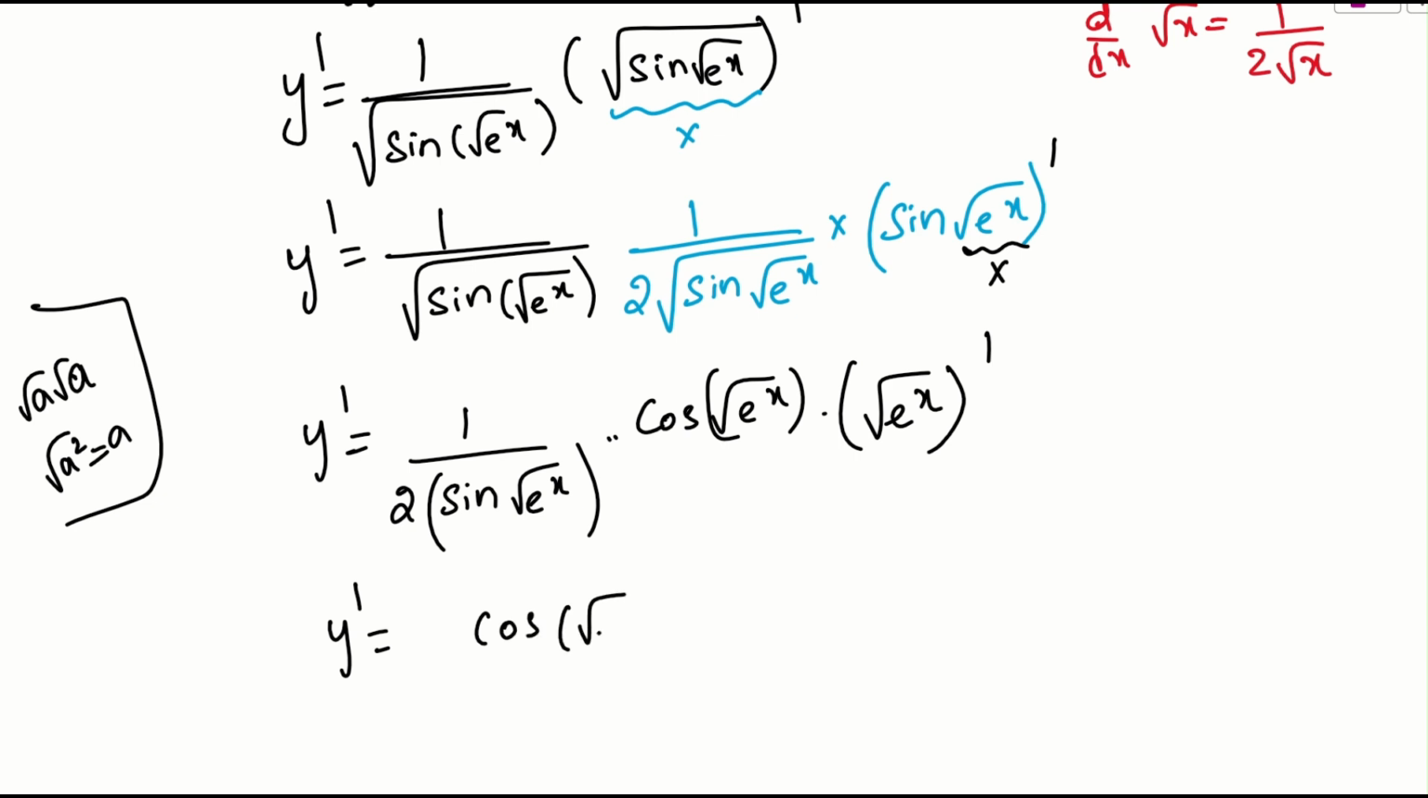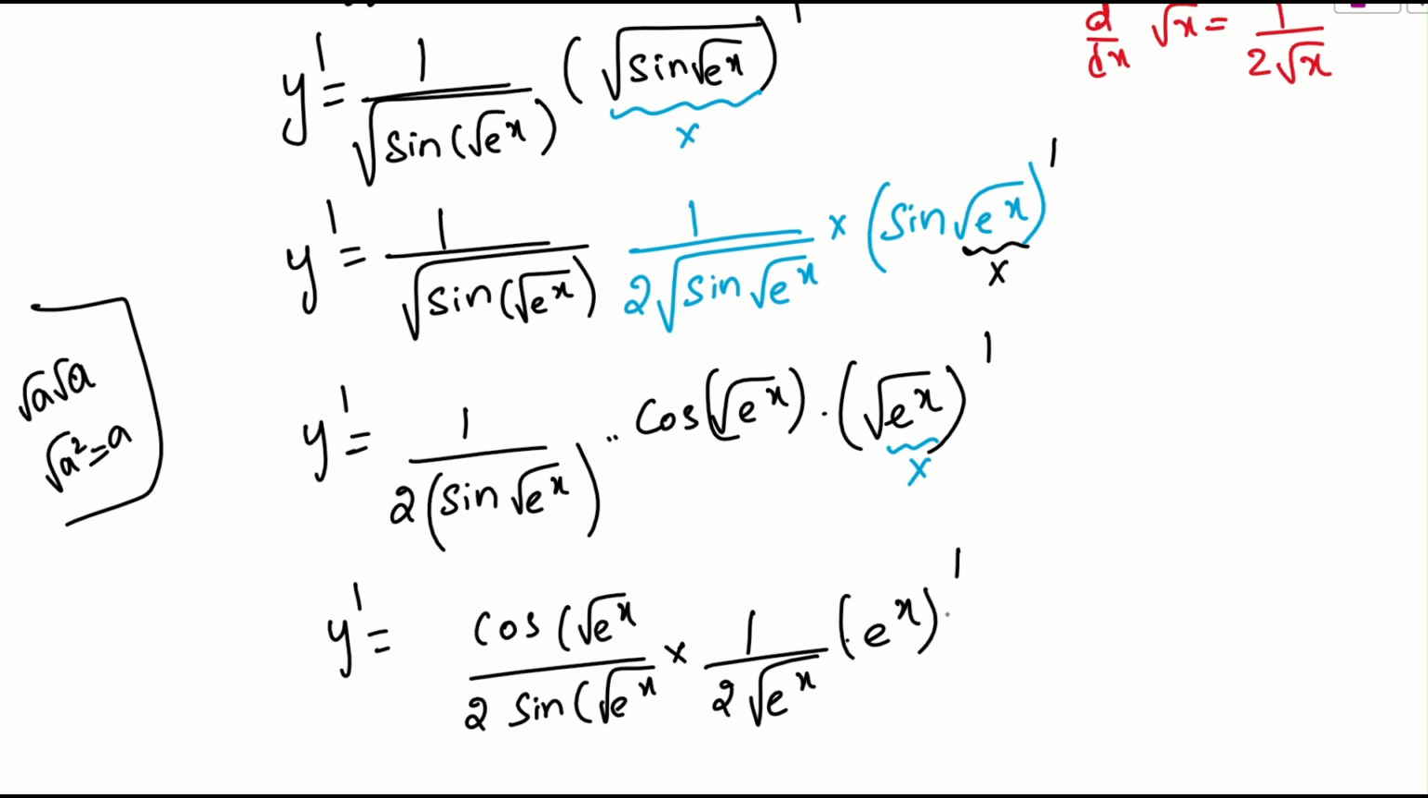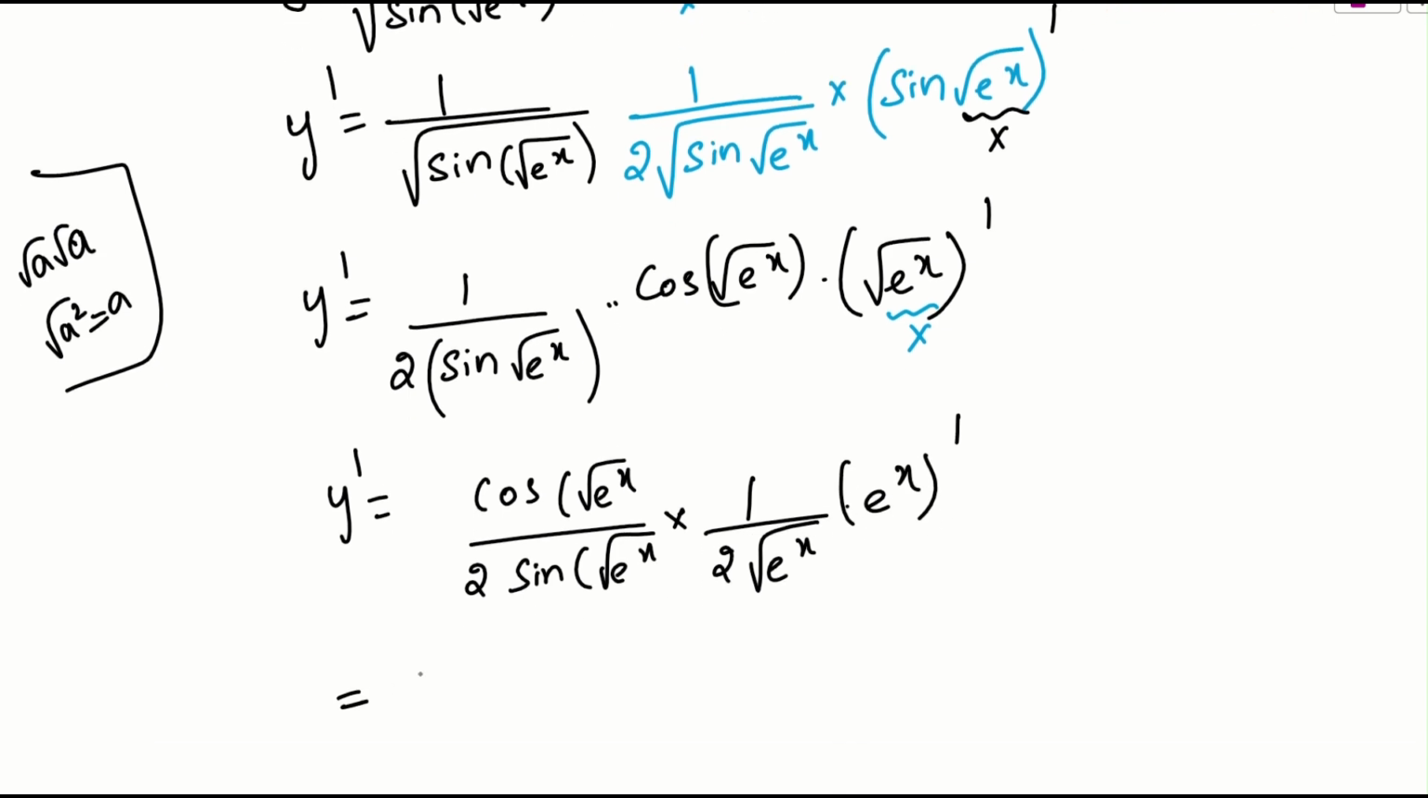cos of root e power of x by 2 into sine of root e power of x. Again, this is in the form of root x, which we have just seen. What is the derivative of root x here? The derivative of root x will be 1 by 2 root x. Take this as a capital X. Is it okay? And whatever you have taken as a capital X, we need to differentiate again.